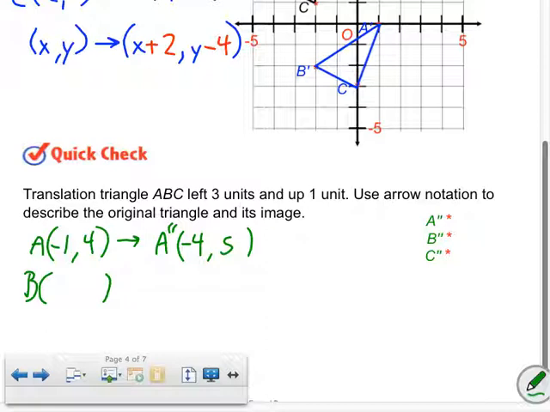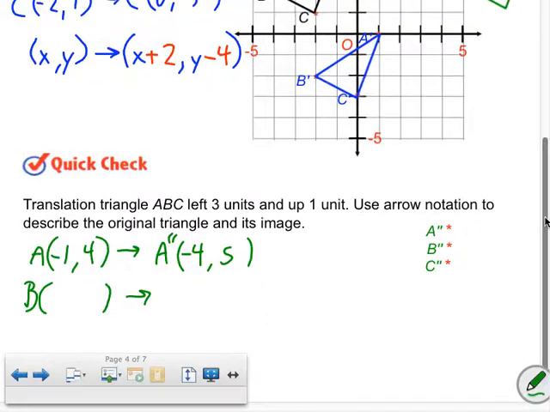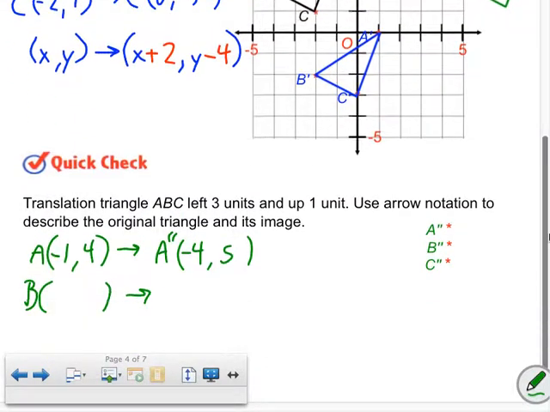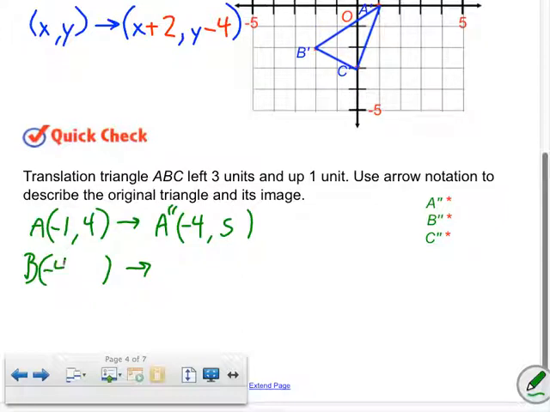Okay, how about B? Let's see, what was B again? Let's go take a look. So B was -4 and 2. So if that was -4 and +2, what would B double prime be?